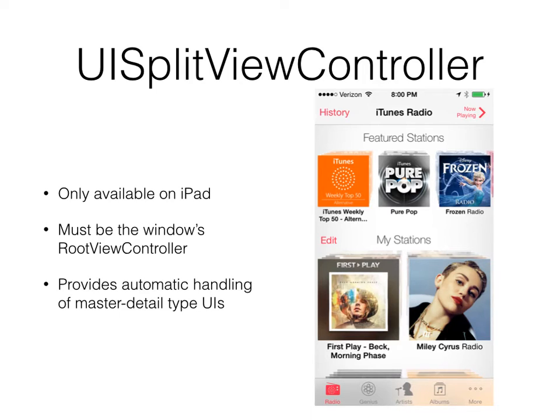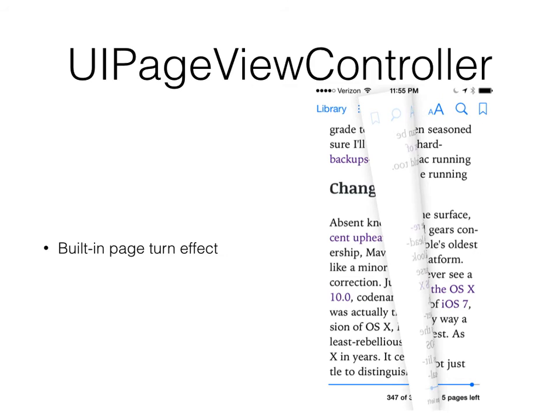We also have a split view controller. This is the Mail app on the iPad. Just imagine it's a split. There's a left side and a right side. It does that for you. We have the page view controller, which I personally love. It gives you that page turning effect. So any of your apps can have this little page turning effect.